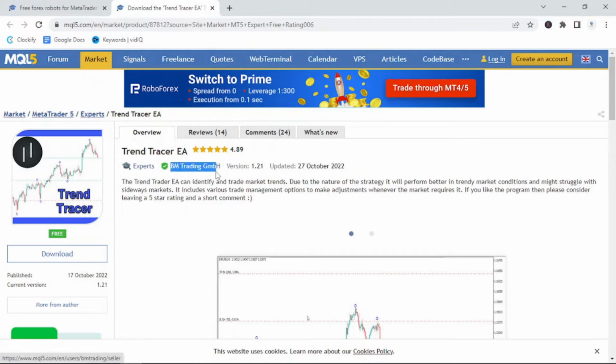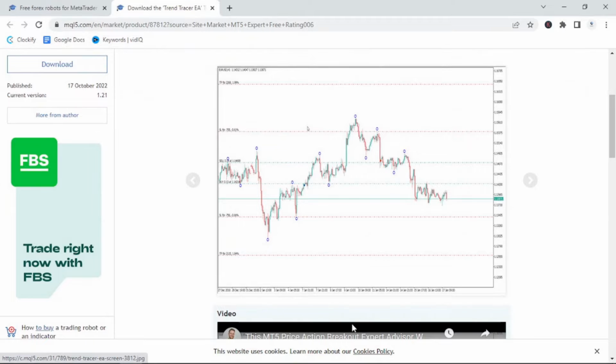So the bot has been designed by BM Trading or Renee Polka on YouTube. It currently has a 4.89 rating and was released on the 27th of October. The Trend Tracer EA can identify and trade market trends, and due to the nature of the strategy, it does not perform well in sideways market. It does include various trade management options to make adjustment whenever the market requires it. So let's take a look at the EA.